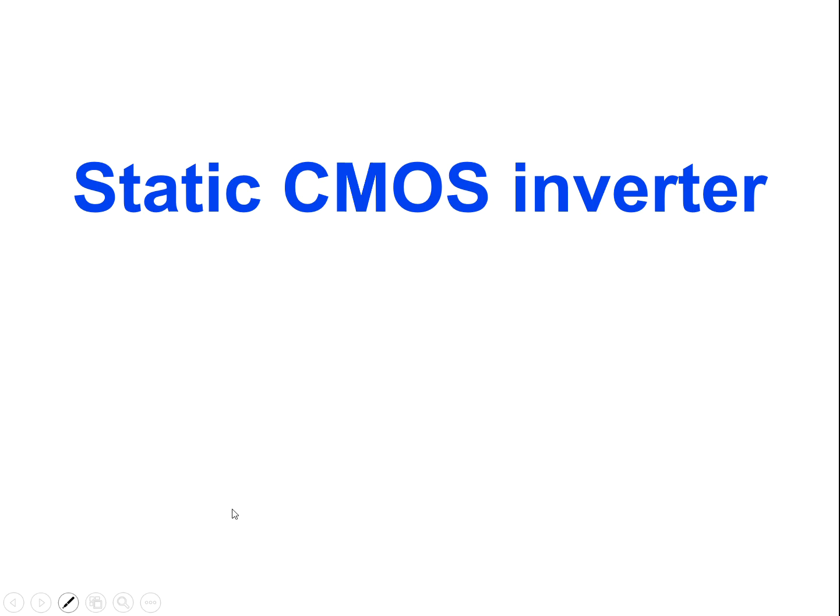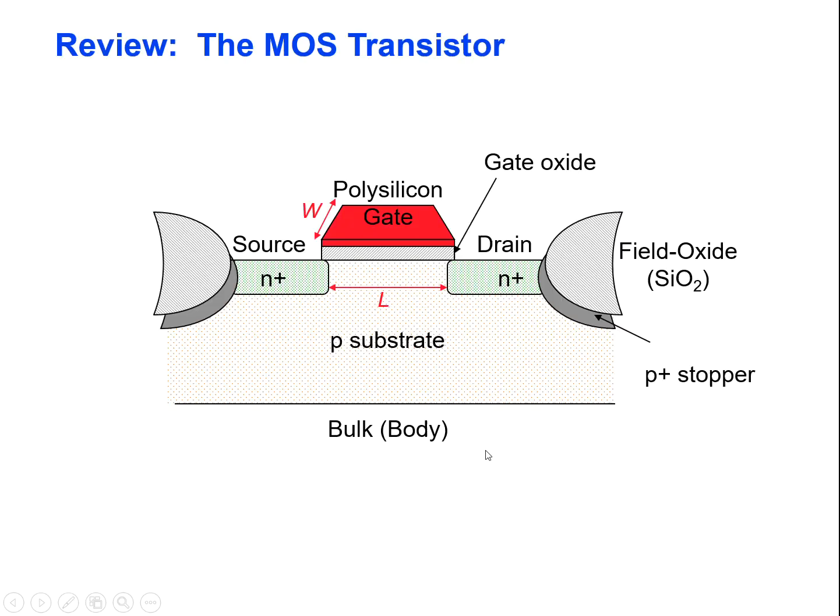This video is on the static behavior of CMOS inverter. We already discussed the NMOS transistor static behavior and its dynamic behavior. So now we are moving on to CMOS inverter and its static behavior. Considering the static behavior, initially let us review the MOS transistor, and then we'll move on to the basic static behavior characteristics of your CMOS inverter.